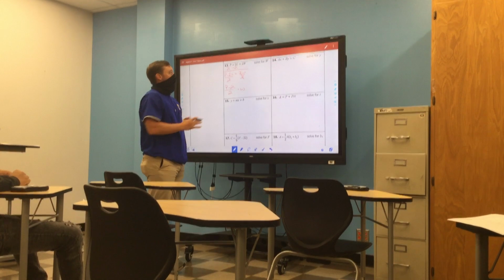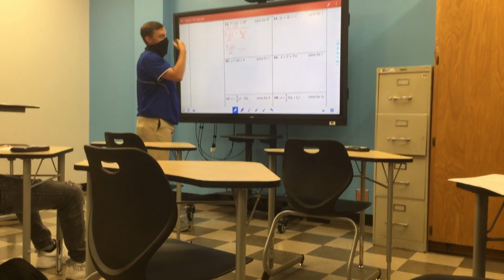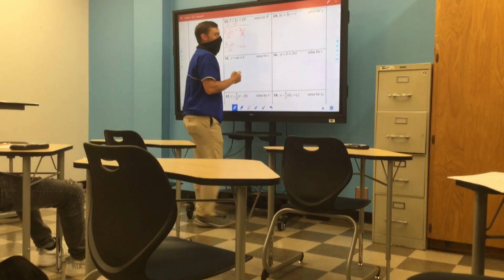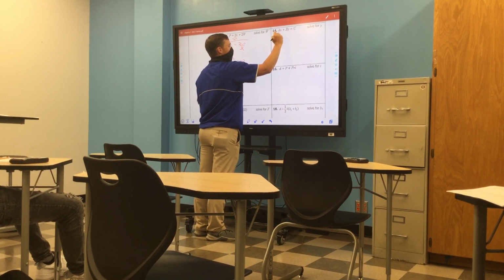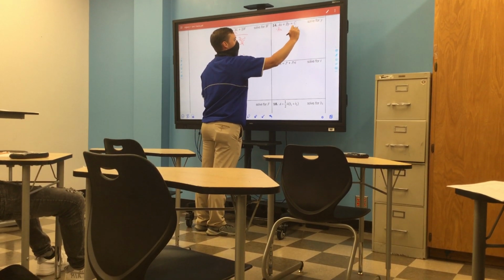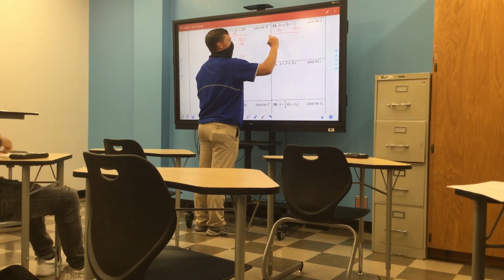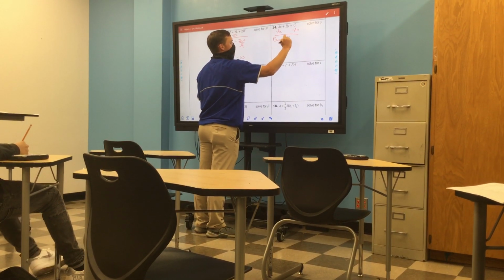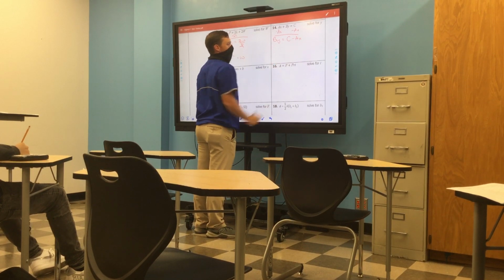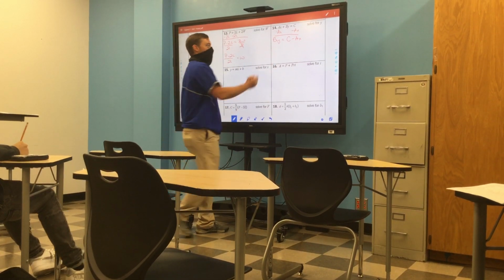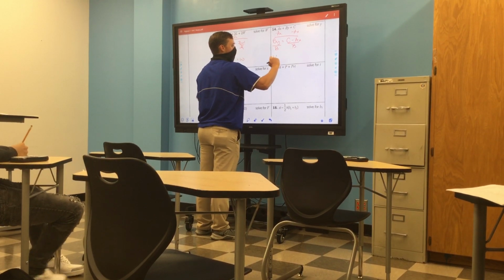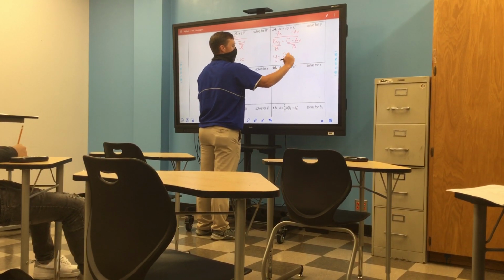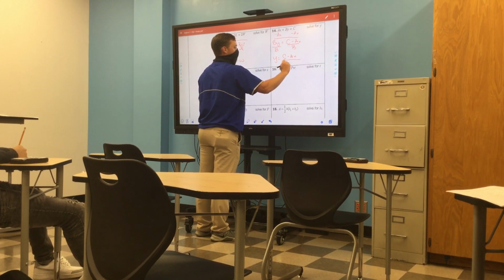Alright, so a very similar problem to 13 is 14. If I want to solve for Y, what do I need to do first? Minus AX. And I get BY is equal to C minus AX. And divide by B. And Y is equal to C minus AX over B.